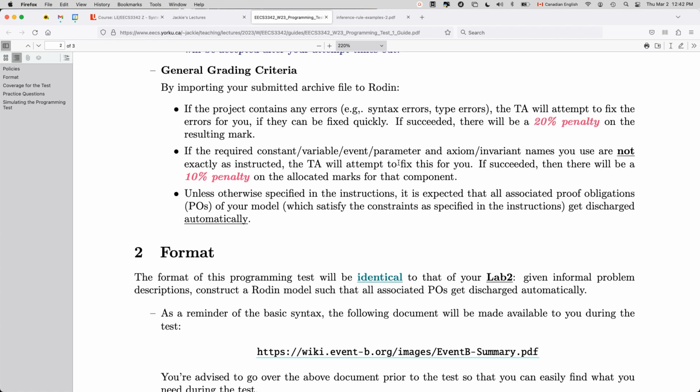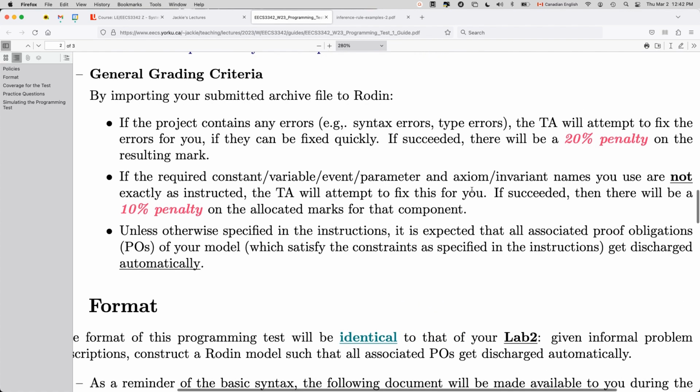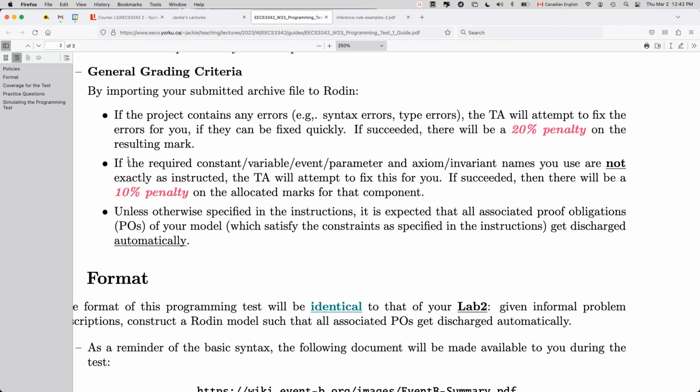Okay, so number 1, you want to make sure that you have no syntax or type error. Otherwise, the TA will try to maybe fix the stuff for you. At least we can see if all the proof obligations can be discharged. We might look at your invariant, even though it got errors, to see if we can give you some partial mark. But whatever we get, you're going to have some penalty because you want to make sure you write the syntax right. Like a Java programming test, you want to make sure you submit something that can compile.